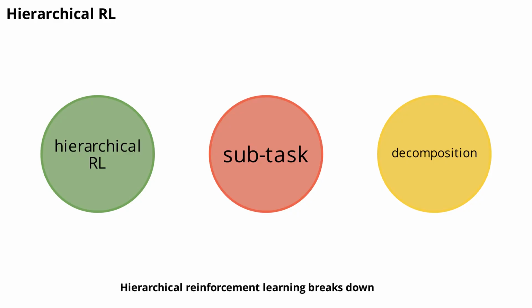Hierarchical reinforcement learning breaks down complex tasks into simpler subtasks. Agents learn to solve each subtask, then combine them to achieve the overall goal. This approach makes learning more manageable and efficient, especially in environments with long-term dependencies. Hierarchical RL is inspired by how humans tackle complex problems by dividing them into steps.